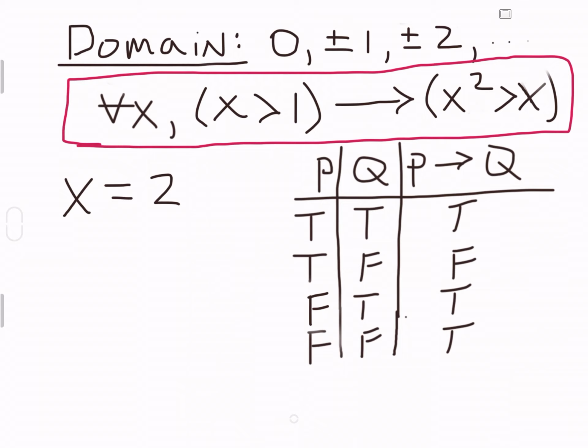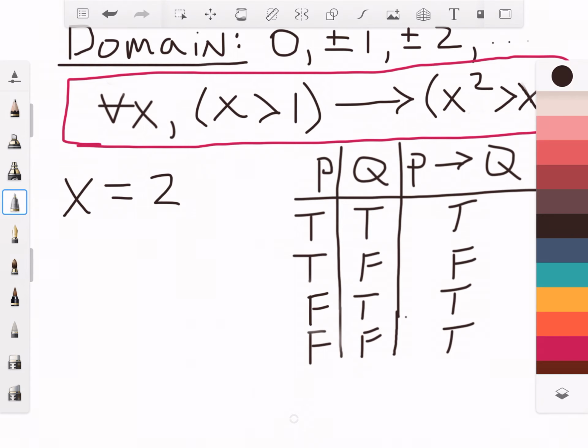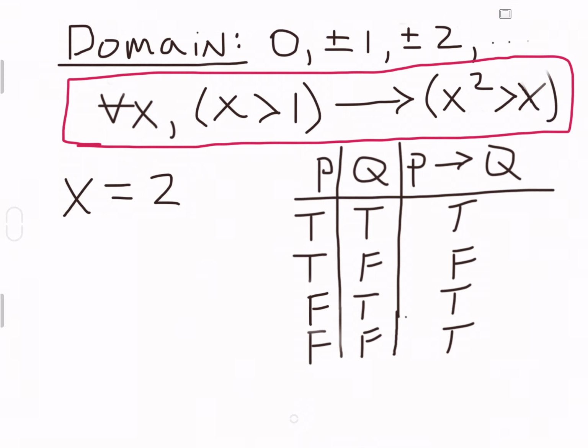So then the question is, is 2 bigger than 1? Yes. Two is bigger than 1, so we satisfy that. And now, is 2 squared bigger than 2? 2 squared is 4, which is bigger than 2, so we satisfy that. So in fact, we see that it's true.